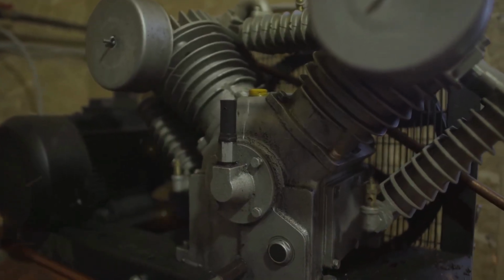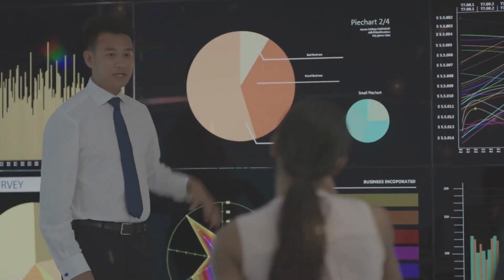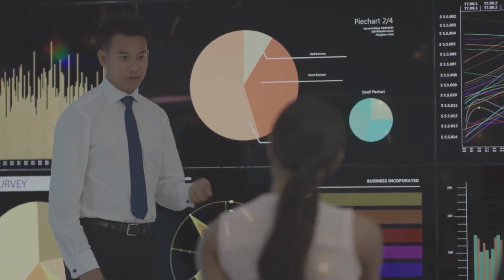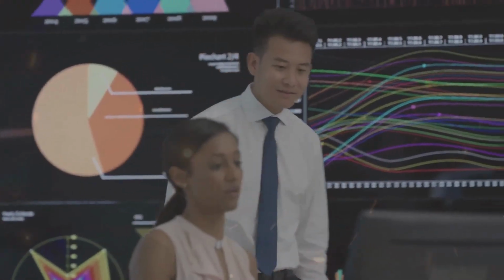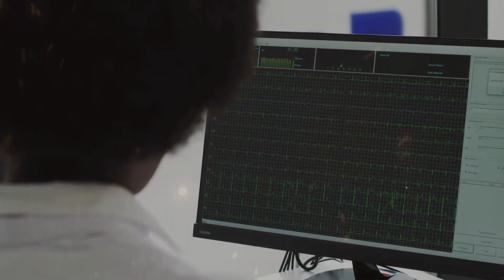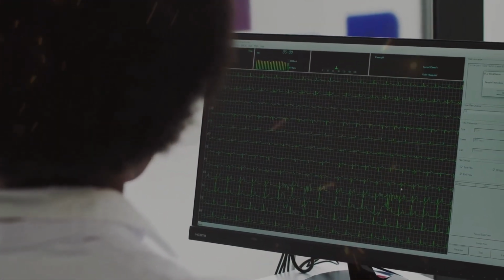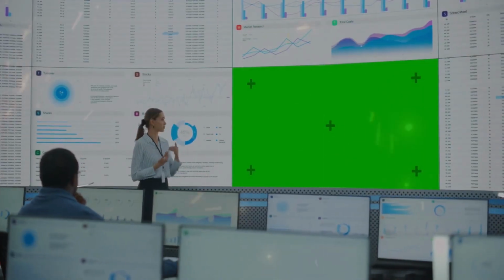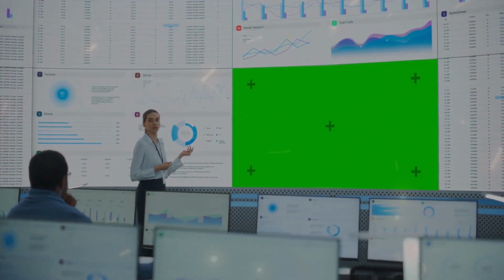Section 5. Z-score normalization. Embracing the bell curve. Another popular method is Z-score normalization. This technique centers the data around the mean, and it scales it by the standard deviation. The result is a distribution with a mean of 0 and a standard deviation of 1.